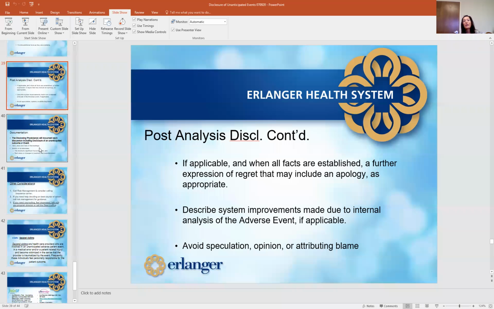So, as we talked about earlier, often at this point the patient's going to want to know, particularly post-analysis, what are you as an institution doing to prevent this from happening to someone else, to prevent this wrong site surgery from happening again? And you can talk about, here's what we've done. We've changed part of our process, X, Y, and Z, to reduce the likelihood of this happening again.